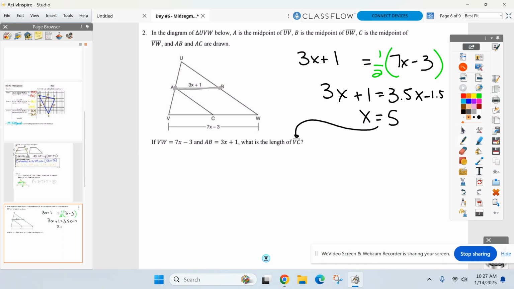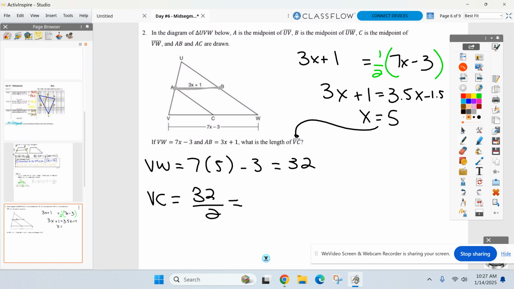Which one? There's a couple x's in the diagram. For VW. Okay, so VW equals 7 times 5 minus 3, and that's 35, that's 32. All right, so VW is 32. Where are you going from here? Now I divided by 2. Why divide by 2? It's like half. How do you know VC is half of VW? It's the midpoint. Okay, it says C is the midpoint. Thank you. So I take 32 divided by 2, and we roll with 16.